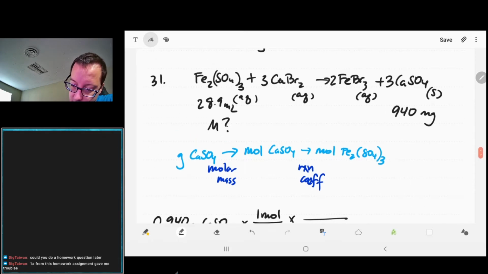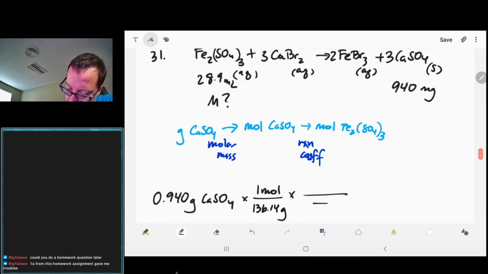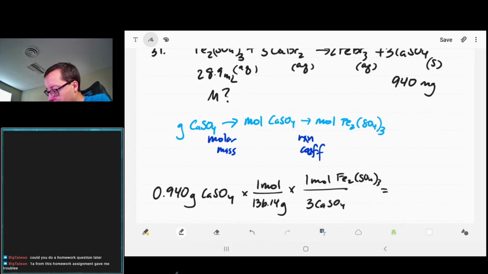Our reaction coefficients were 3 for the calcium. And for the other one, 1 mole of Fe2SO4. Doing this, 0.94 divided by 136.14 divided by 3. Alright, we get 0.0023 moles.